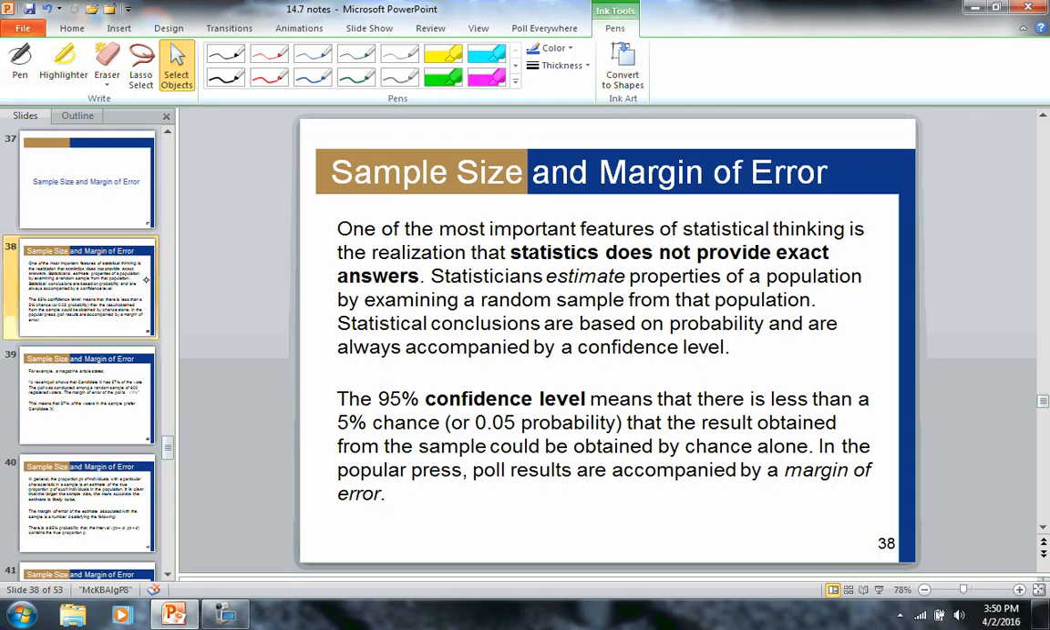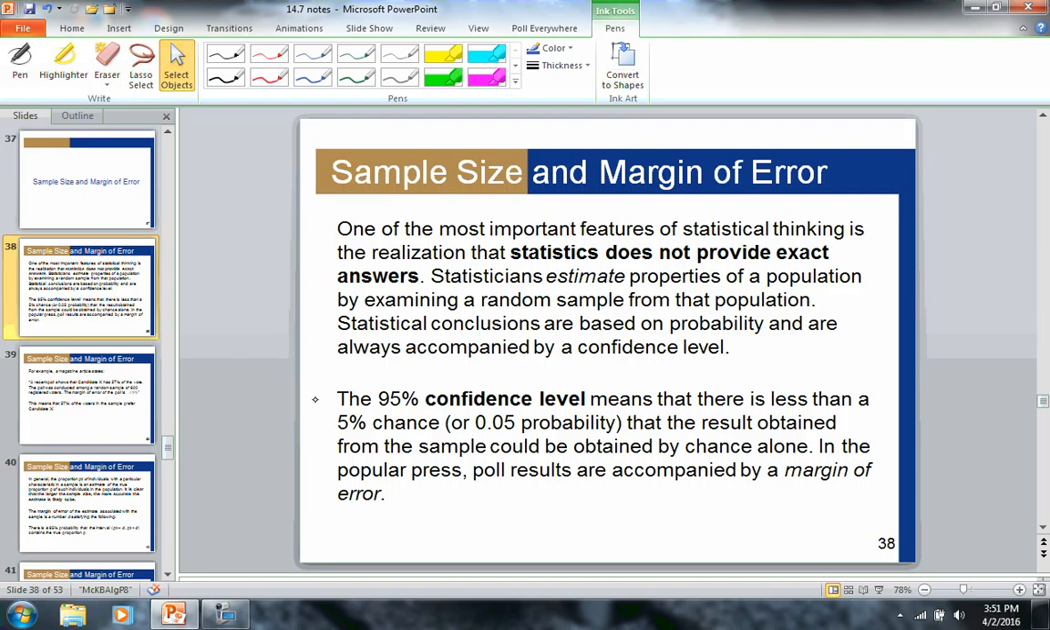Statisticians estimate properties of a population by examining a random sample from that population. So statistical conclusions are based on probability, and they always have to be accompanied by a confidence level. Now, a 95% confidence level means that there's less than 5% chance that the results obtained from the sample could be obtained by chance alone.